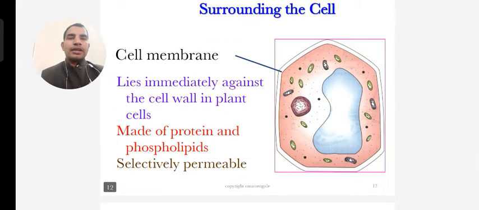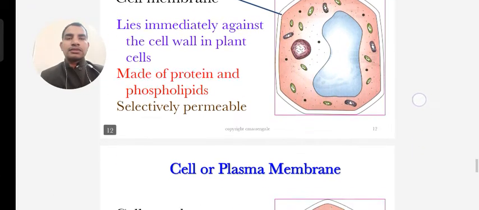Next is the cell membrane. The cell membrane is the outermost layer of the cell. It is a very important part that covers all the component parts of the cell. It is semi-permeable, because some materials go in and some go out. So it plays a very important role in the cell.